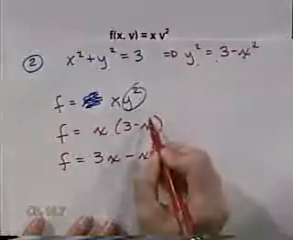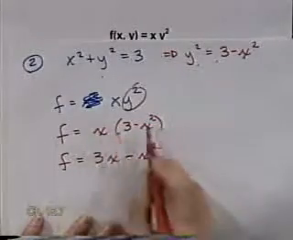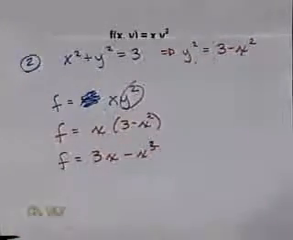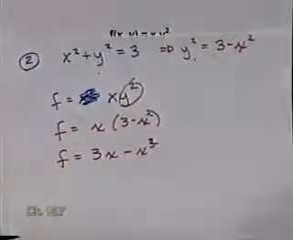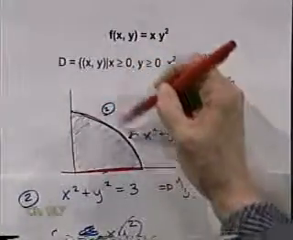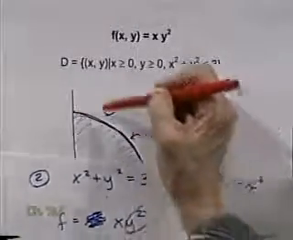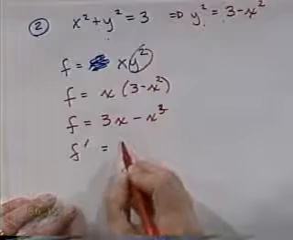I'm getting tired, so are you. So this is going to be x times 3, which is 3x, and x times x squared, which is x cubed. I apologize, because we're replacing y squared with 3 minus x squared. So now you see I'm rewriting this function just in terms of x. If I have a max or a min just along that border, we would take our first derivative and set it equal to 0.